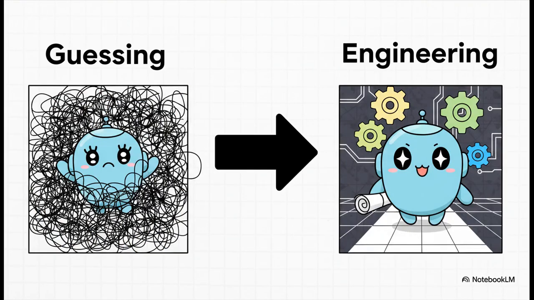Ultimately, what this all really means is that we've made this fundamental shift in how we create. We have officially moved on from the frustrating, random act of guessing what a prompt might be to the precise, repeatable process of actually engineering it. We've finally learned how to speak the machine's language.